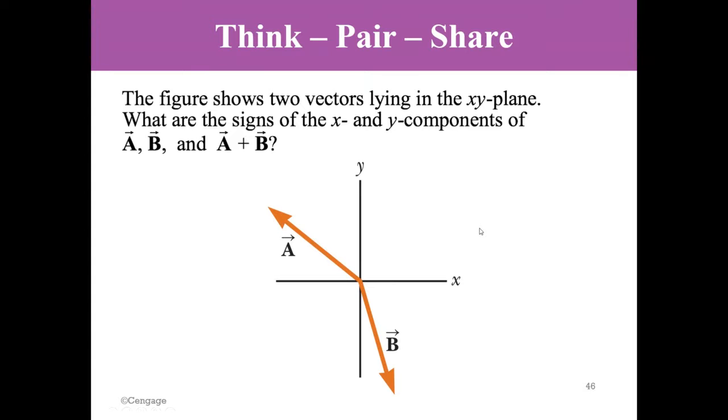In this figure, we have two vectors lying in the xy plane. What are the signs of x and y components? Okay, so if you decompose A, AX will be along this direction. This is minus x. AY would be along this direction. This is positive y. Then for B, when you decompose it, BX will be along the positive x and BY will be along the negative y axis.